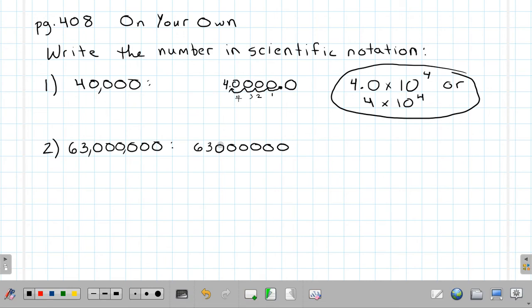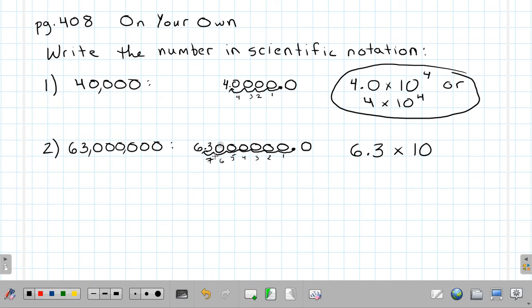Once again, just like up here, the decimal for the number 63 million is at the end. And we can put a 0 at the end to let us know that that's where the decimal is. Then we have to move the decimal place to where it's after the 6, in between the 6 and the 3. So we just move it. That's where the decimal is going to end up, which gives us the number 6.3 times 10. And then how many places did we move it? 1, 2, 3, 4, 5, 6, 7.